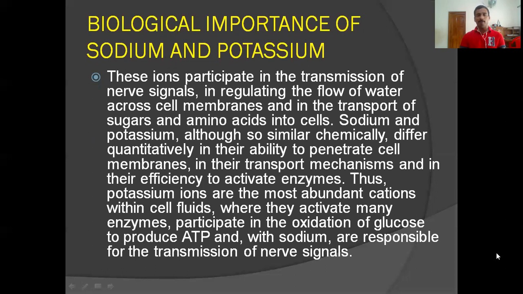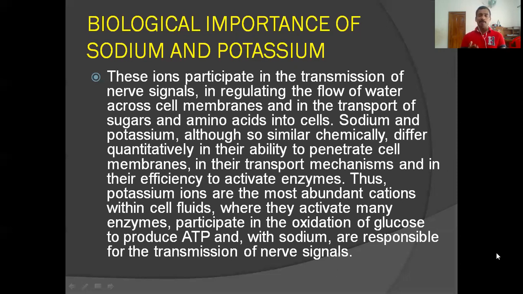Now, the biological importance of sodium and potassium. Sodium and potassium are biologically very important. The sodium-potassium ratio is also very important. Hypertension, blood pressure, is related to the concentration of sodium and potassium ions. All these things are known to you. These ions participate in the transmission of nerve signals, in regulating the flow of water across cell membranes, and in the transport of sugar and amino acids into cells.